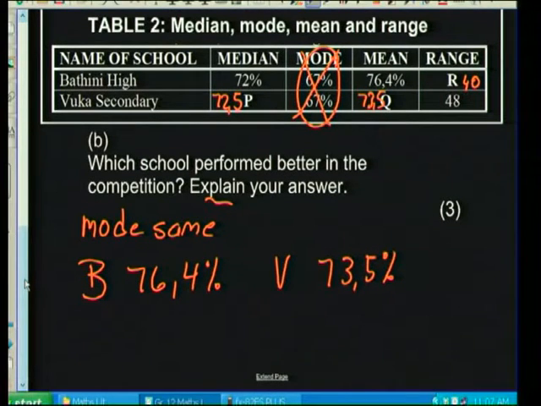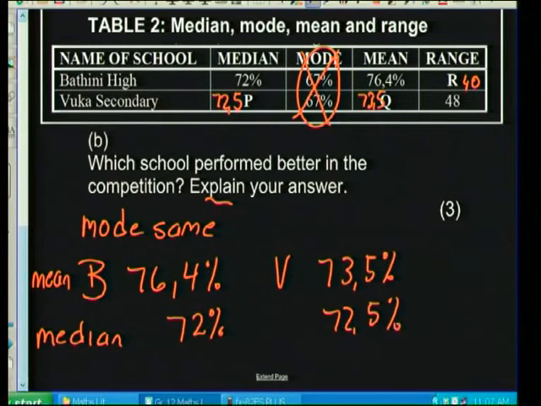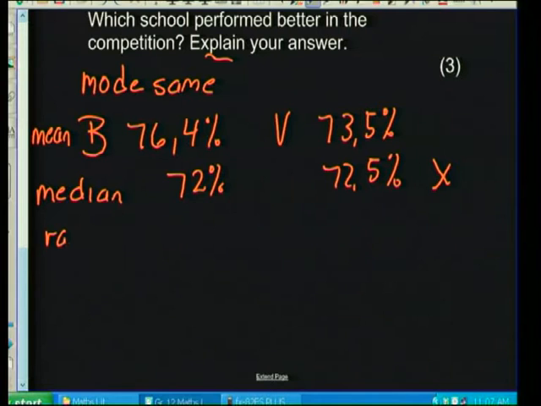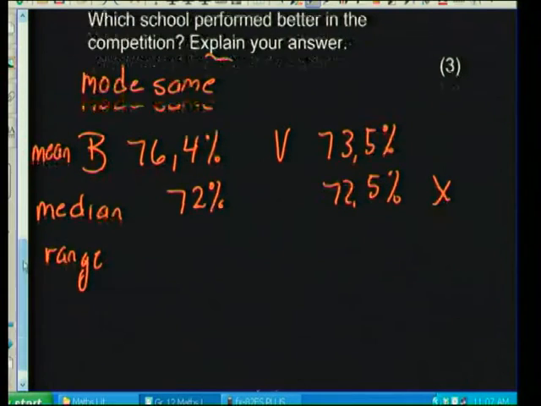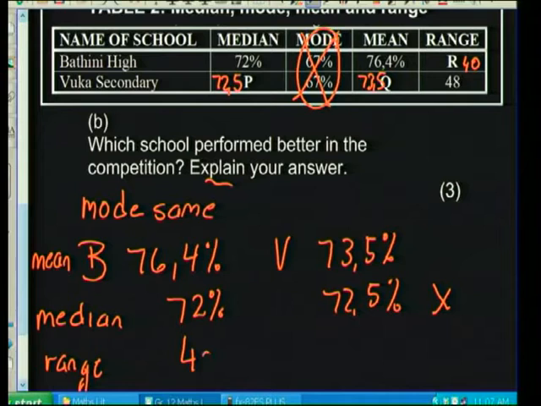Then we're going to look at our medians, which are very, very similar. So here we've got our median, and this was the mean. Our median, we're comparing 72% to 72.5. Really not much in that, 0.5%, so we don't need to worry about that. And our range, of course, was now 40 to 48. So there's two things that really stand out. One is the mean, and one is our range.